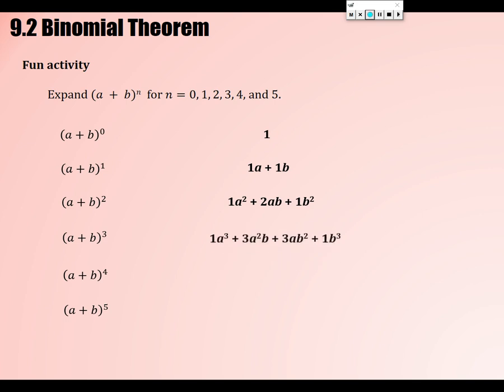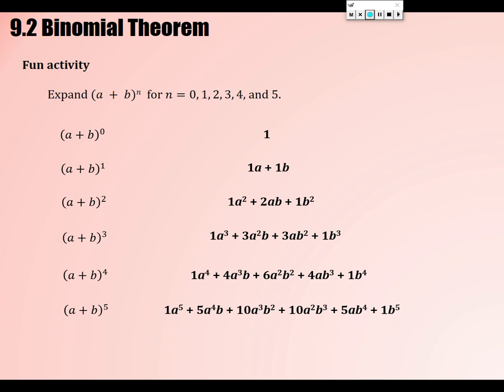Hopefully everyone's had a chance to try it. And some of you even got to (a plus b) to the fourth, or maybe even the fifth. I don't know. And I'll put those up here as well. Now let's see if we can notice a couple patterns. So first of all, in the (a plus b) to the fifth expansion, talk to me about the variable part first. What do you see in terms of the variables?